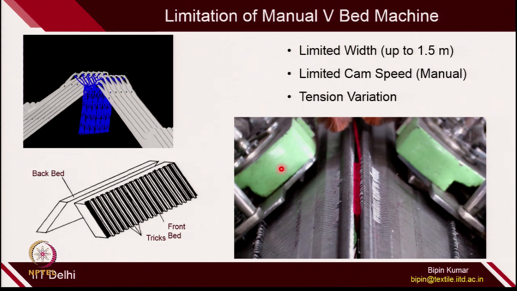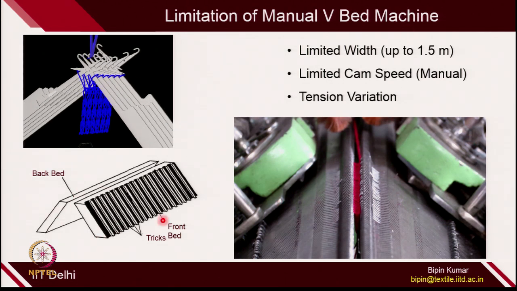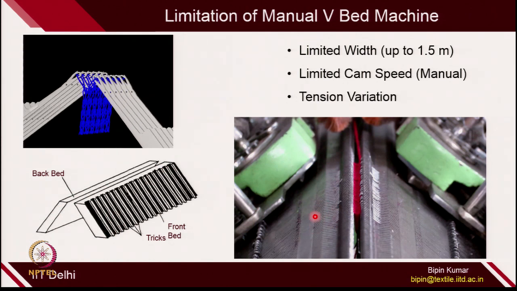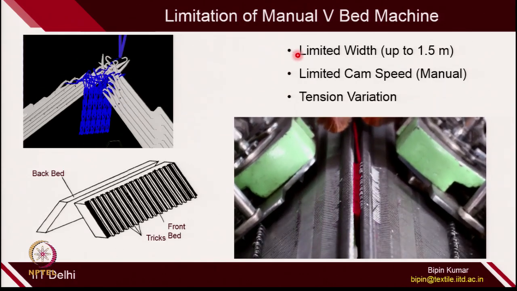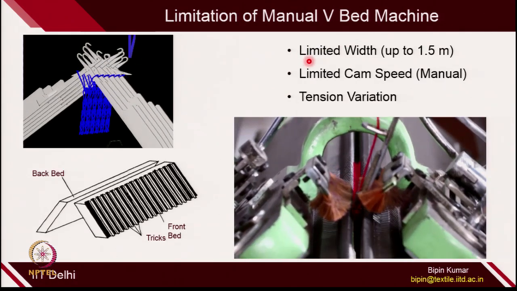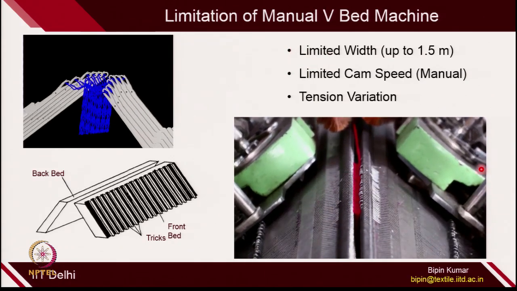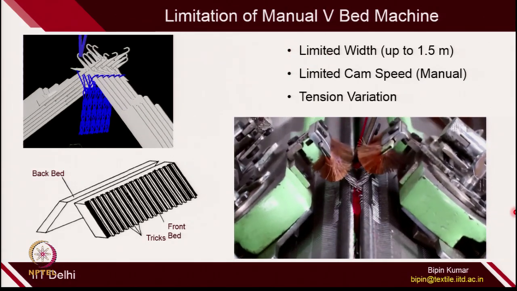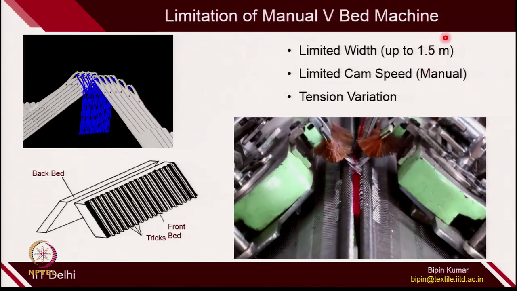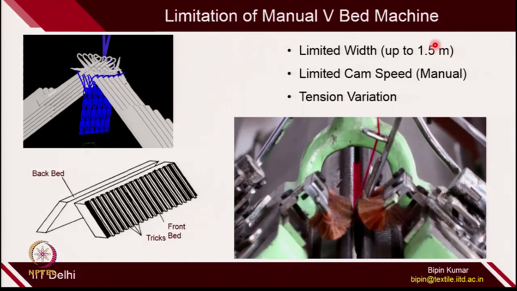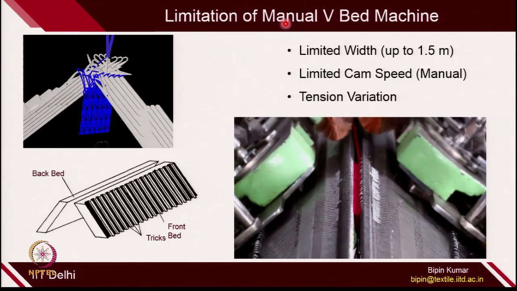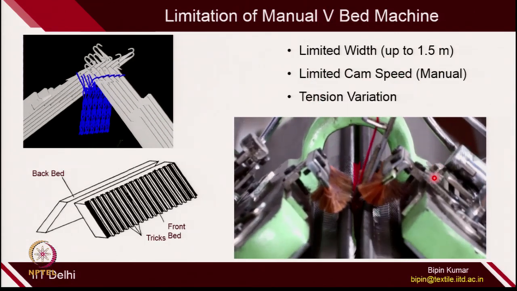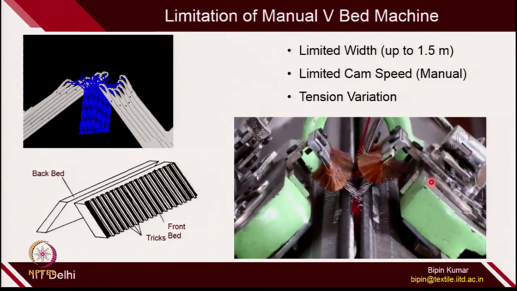In one of the practicals, I demonstrated the V bed machine. In V bed machines, you actually operate the machine by hand. The moment you are operating the machine by hand, you cannot reach more than 2 meters. So, usually in most manual machines where you move the carrier by hand, the width is limited to 1.5 meters or a maximum of 2 meters. The other big limitation with the manual V bed machine is limited cam speed, because you are operating by your hand and manually there is a limitation.